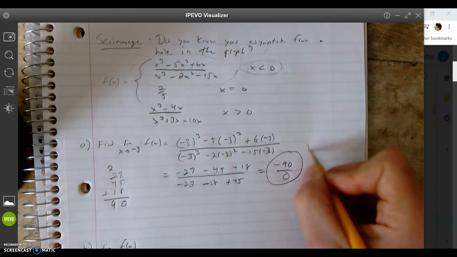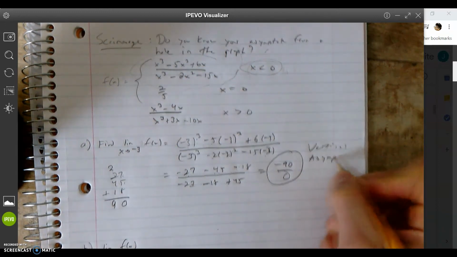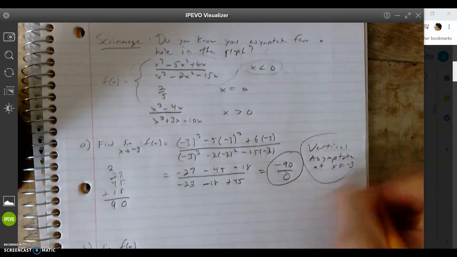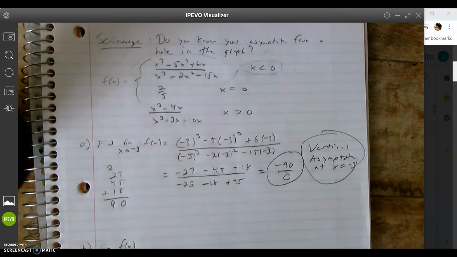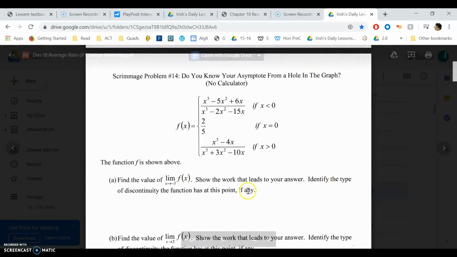So this means we have a vertical asymptote or an infinite discontinuity at x equals -3, because it tells you to name what the discontinuity is right here. So identify the type of discontinuity. Bam. So we got that. Part A done. Good.